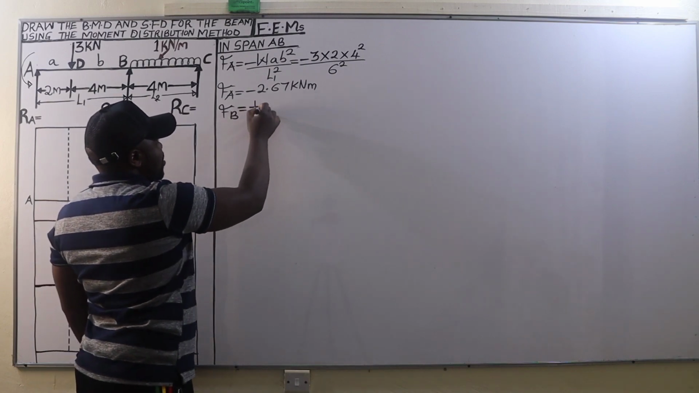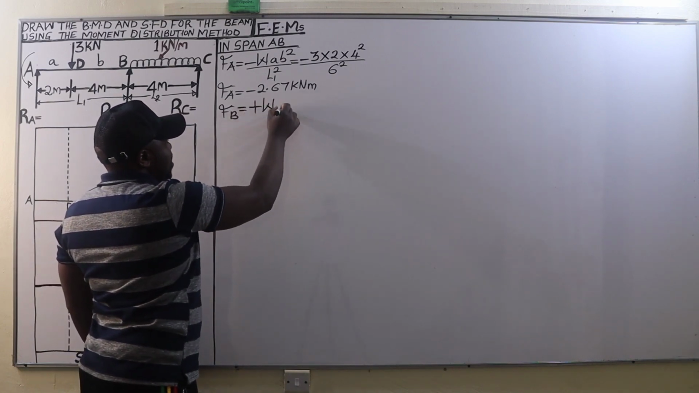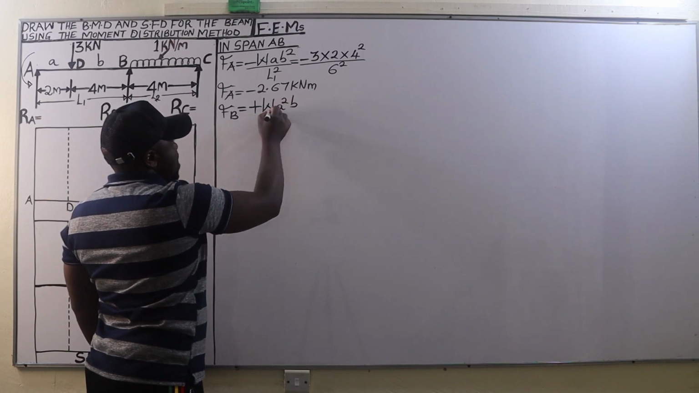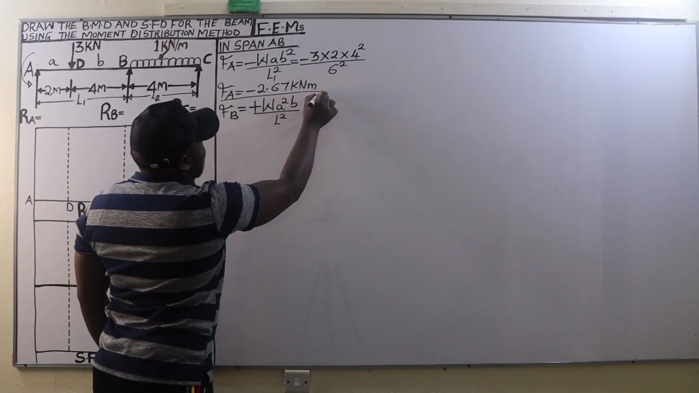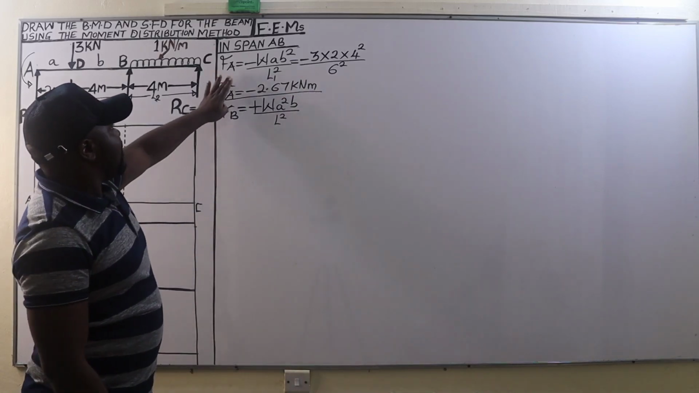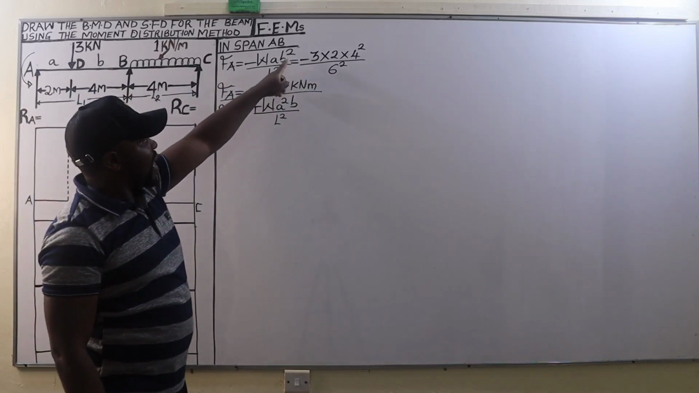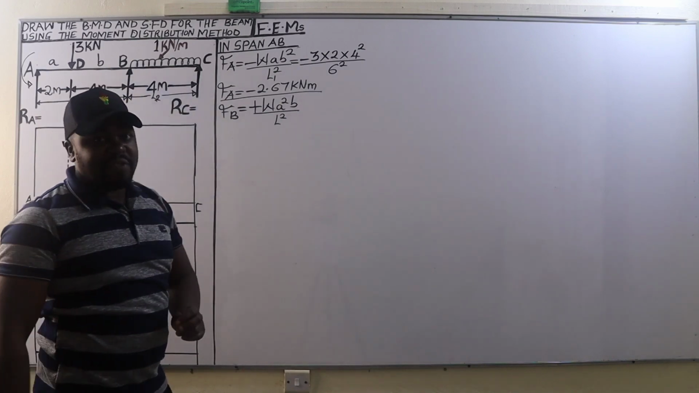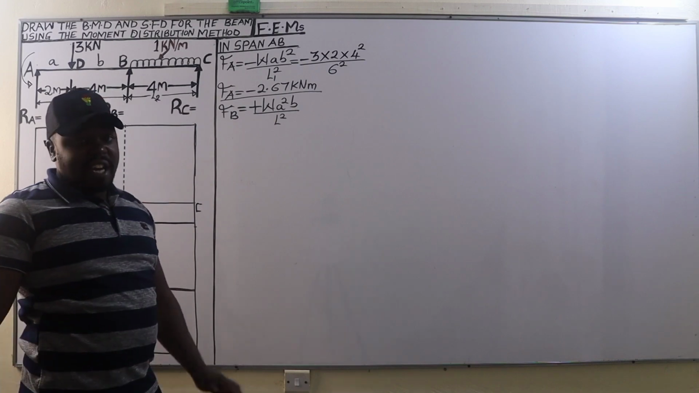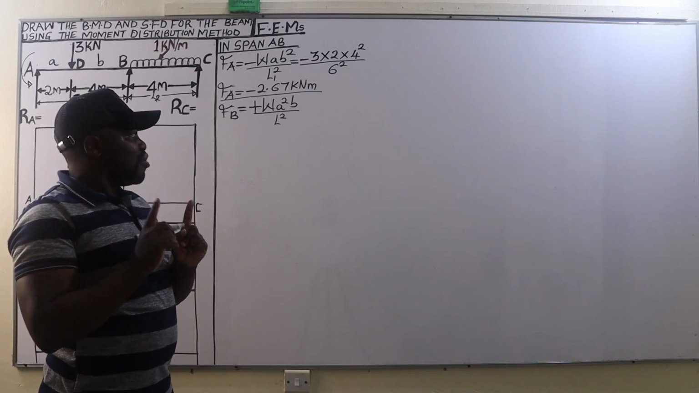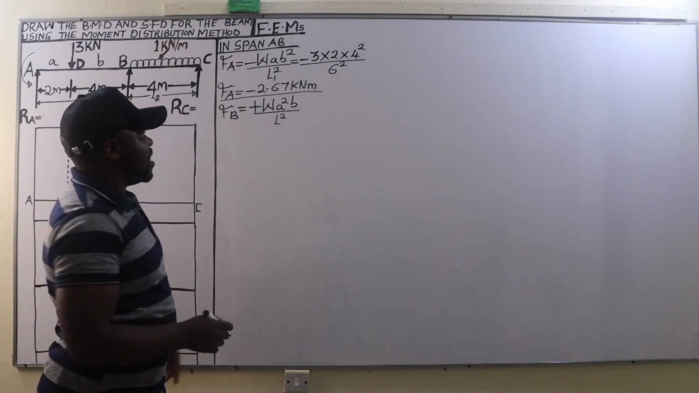Then from there, the fixed end moment at B, still in the span AB, will be given by positive W A squared B divided by L squared. So you will find that when we are calculating the fixed end moment at A, we are squaring B. When we are calculating the fixed end moment at B, we are squaring A. So that is a difference that should be noted very clearly.